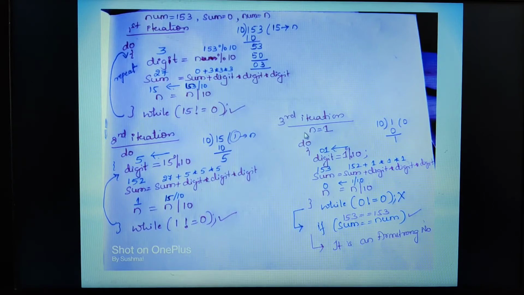On satisfying the condition, we come to the third iteration, where the n value is 1. So again do: digit is 1 mod 10. 1 mod 10 means how to do? 10 zeros are 0, and I got the remainder as 1. That will be stored in the digit. Again, sum plus digit cubed, where the previous sum is 152. 152 plus 1 into 1 into 1, so we got the answer as 153. And because of the division operation, I get the quotient 0, so 0 will be stored in the n value.